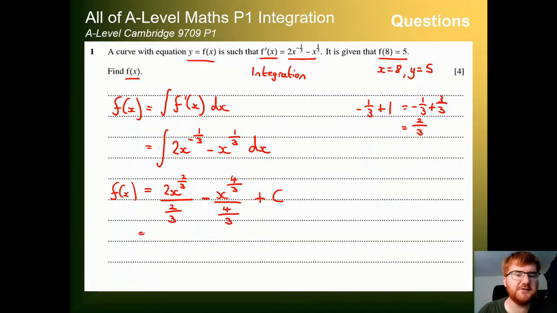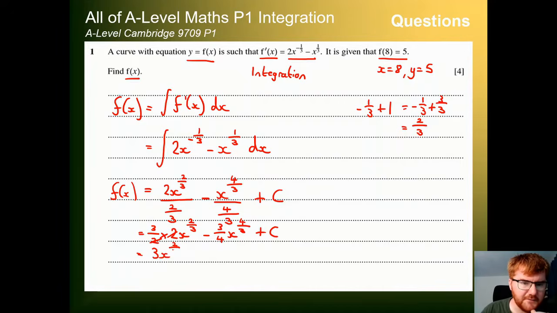Now we just need to sort out these fractions. The way I tend to do this, if we're dividing by 2/3, that's the same as multiplying by 3 over 2. So I tend to write this out also as a second step, particularly if you're getting started out on this. And likewise, we just flip the fraction, so 3 over 4 x to the power of 4 over 3 plus c. Okay, we have a cancellation here, so we get 3x to the power of 2/3 minus 3 over 4 x to the power of 4 over 3 plus c.